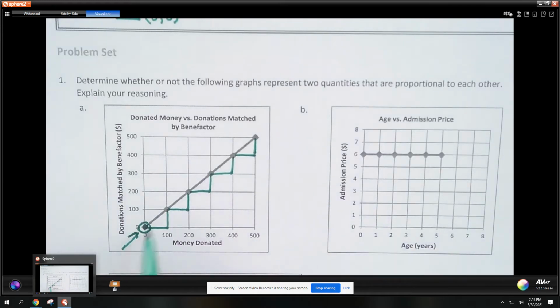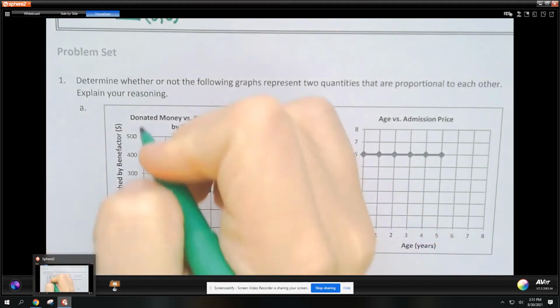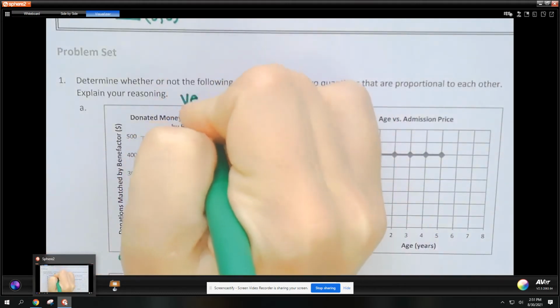Another thing we notice is down here at the bottom of our graph at 0, 0, or what we like to call our origin, we also have a point. Which makes sense because if I do not donate any money, I will not have a benefactor match my donation. So does this graph pass through the origin? Yes. Does it have a nice straight line going up consistently? Yes. So this is a proportional graph.